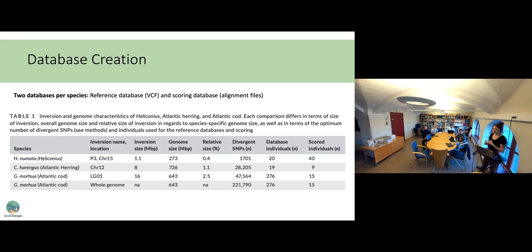So we had 40 individuals that we scored for the Heliconius butterflies, 9 from the Atlantic herring, and 15 from the Atlantic cod. And then you can see also that we had a really big variance in the number of SNPs that we had in our database. So for the butterflies, this is a really small inversion. We only had 1,700 SNPs. And then for the genome-wide cod assignment, we had 220,000.